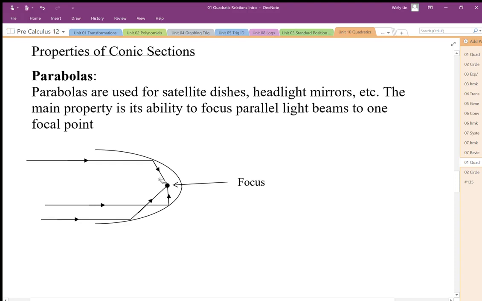The reverse is true for headlights. If we have a headlight, we usually have a filament here, and the light comes out in the opposite direction. So the light would be going out like this, and then it would go out in a parallel ray. So we have all this light coming from one spot going out in one direction, which then gives us a nice strong beam of light from the headlight. So it's the opposite effect when we talk about a car headlight.